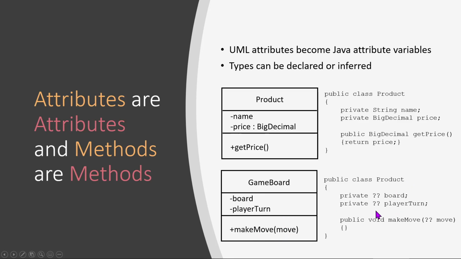But in this case, notice I don't know what type board should be, or player turn, or move for that matter. In the first example, I can infer pretty quickly. Name is a string because, of course, that's what names are. They're text. Big decimal is given to me. You can see in UML, I can put a colon and the type right there, and I can say, well, instead of double or integer or something else that might fit here, I want to use this very specific type from Java called big decimal.